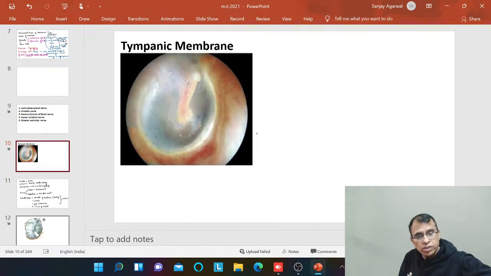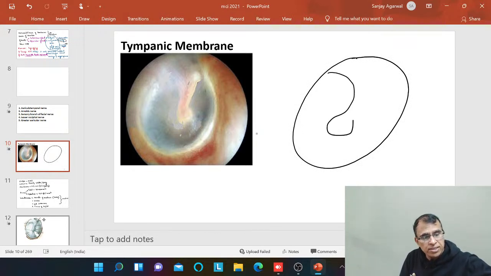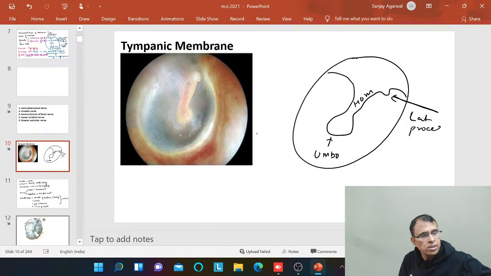When I draw the oval shaped tympanic membrane, I draw it like this. And the handle of Malleus is like this. This is HOM. The tip of the HOM is the Umbo. See, I told you it is a part of the Malleus. This is the landmark. And can you see this bone projection? This is the lateral process. All 3 are part of Malleus and all 3 are landmarks. Okay.